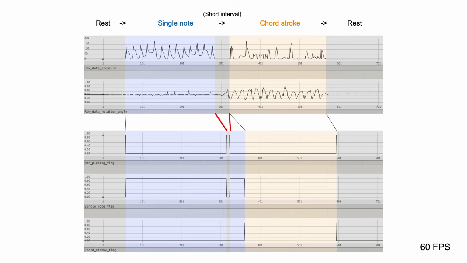In the vicinity of the 320th frame, the non-picking flag rises for a moment and then falls immediately. This is because there was an interval when moving from single note playing to chord playing in actual performance. This also shows that the latency for single note state recognition is small. On the other hand, latency of about 30 to 40 frames occurred in the recognition of the chord playing, as shown from the rising edge at 360th frame and the falling edge at 590th frame of the chord stroke flag. This is presumed to be due to the use of the RMS calculation for chord stroke recognition.